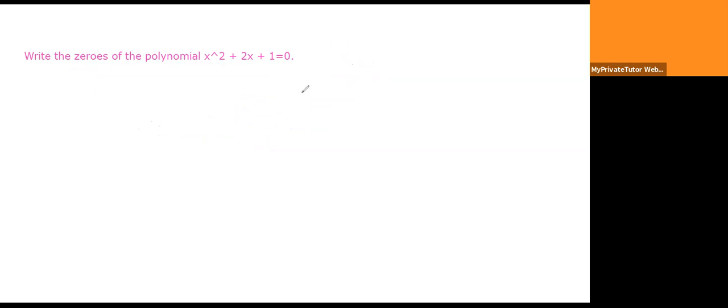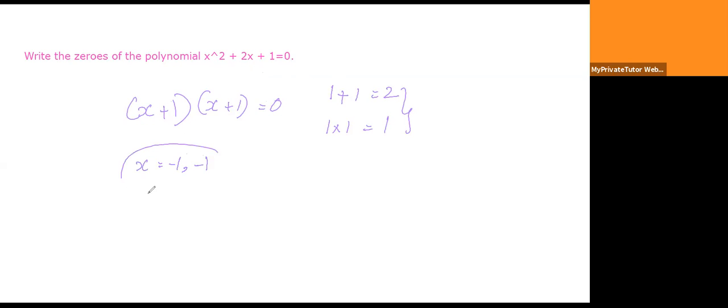So let's try using the factors. What are the two numbers which add up to 2 and which multiply to 1? Which is again 1, right? 1 plus 1 is 2. 1 times 1 is also 1. So it satisfies. So x plus 1 and x plus 1 equals to 0. So you guys got the answer. The zeros of this polynomial is minus 1. I mean 2 minus 1s, you can call it as. But obviously we are going to write only 1, isn't it? So x equals to minus 1.